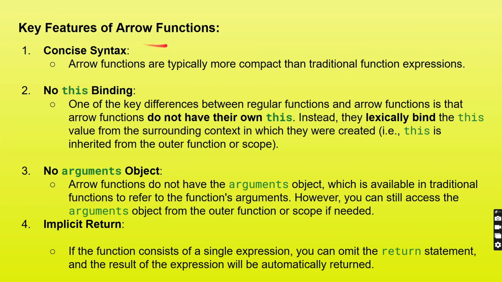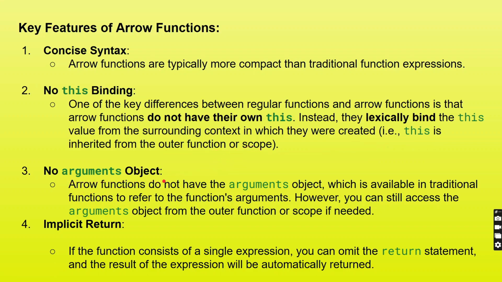Key features of arrow functions. Concise syntax. Arrow functions are typically more compact than traditional function expressions. No this binding. One of the key differences between regular functions and arrow functions is that arrow functions do not have their own this. Instead, they lexically bind the this value from the surrounding context in which they were created. This is inherited from the outer function or scope.